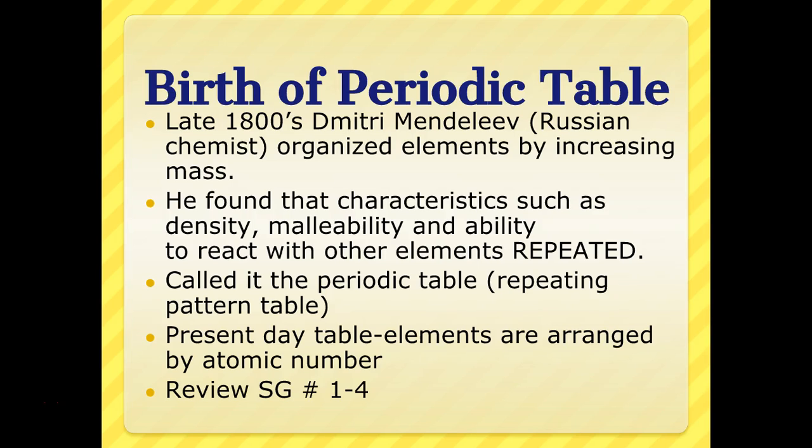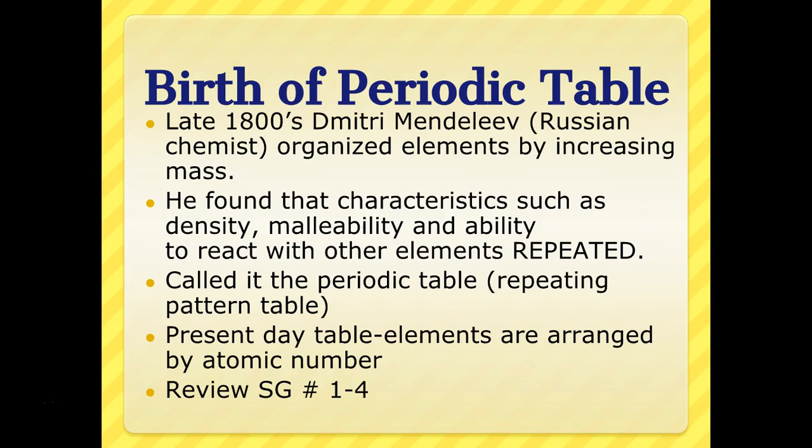Before that, let's learn about some history of the periodic table. In the late 1800s, Dmitry Mendeleev, who was a Russian chemist, organized his elements by increasing mass. And he found that characteristics such as density, malleability, and ability to react with other elements repeated. So he called it the periodic table, which means a repeating pattern table.